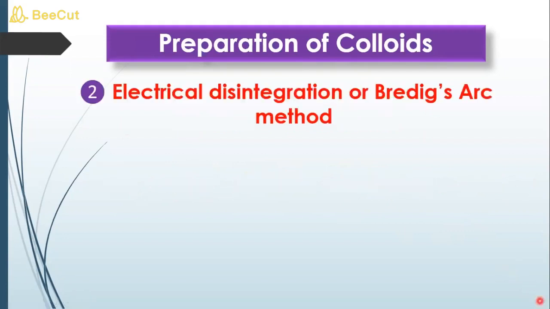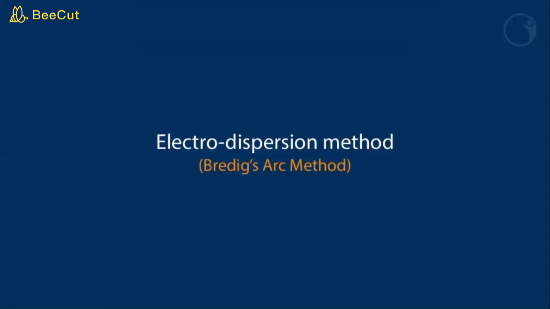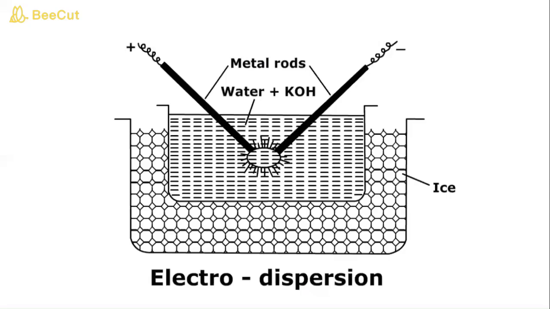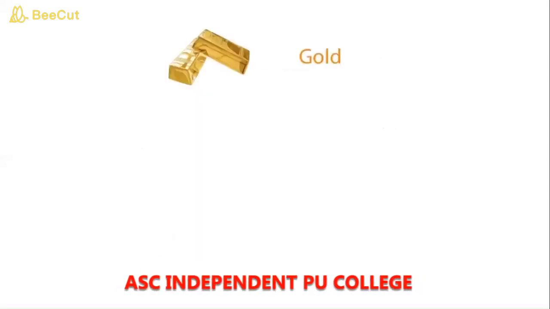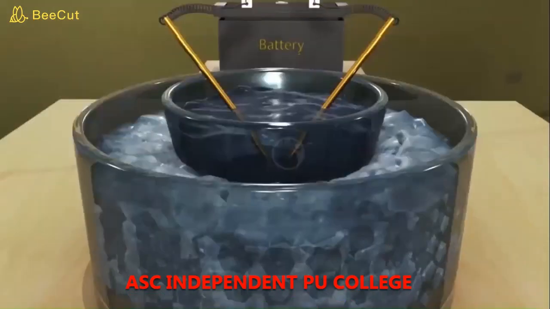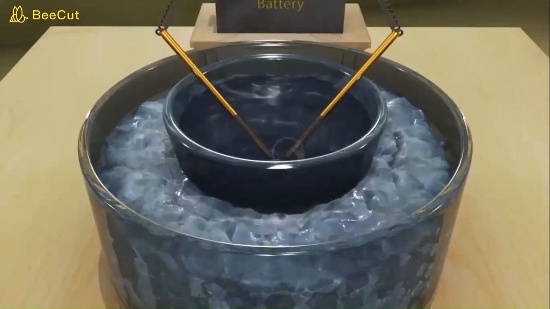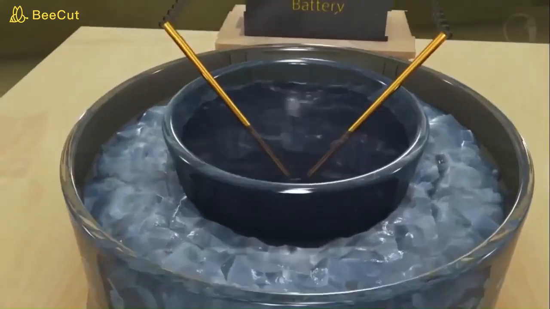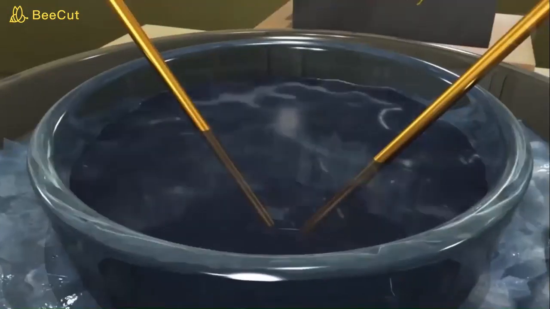The second method is called Bredig's arc method, also called the electrodispersion method. It is widely used in the preparation of colloidal solutions of metals such as gold, silver, platinum, etc. This method uses 2 rods of the metals which we want to disperse as electrodes. Rods are immersed under the dispersion medium. In this case, water along with some stabilizing agent like potassium hydroxide is used.